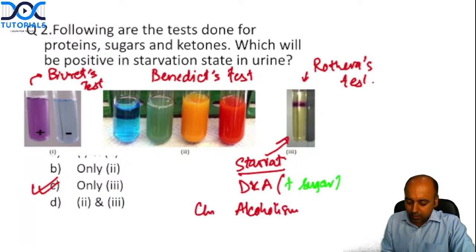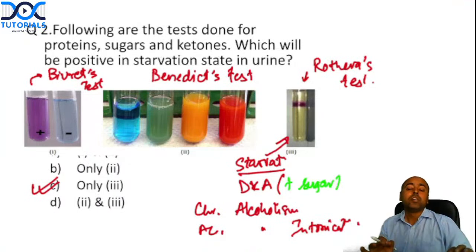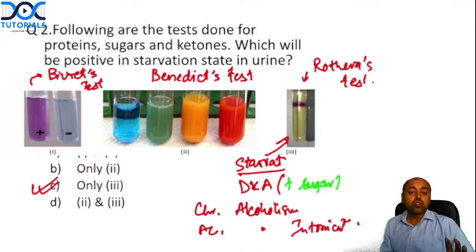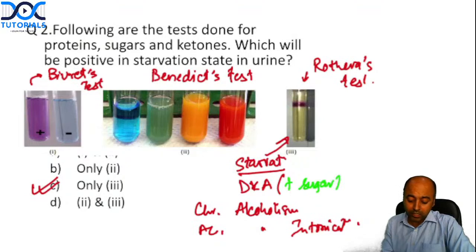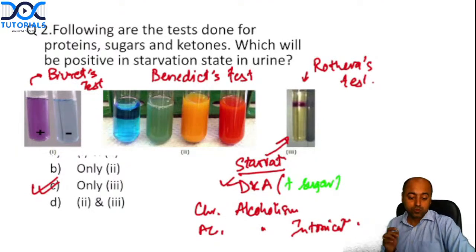in chronic alcoholism or in case of acute alcohol intoxication, these are the conditions where again you can get the increased amount of ketones. You can have the ketosis or the ketoacidosis. So there are 3 conditions where you find the ketone in the urine. Here it mentions starvation state, where you will only find the ketones.